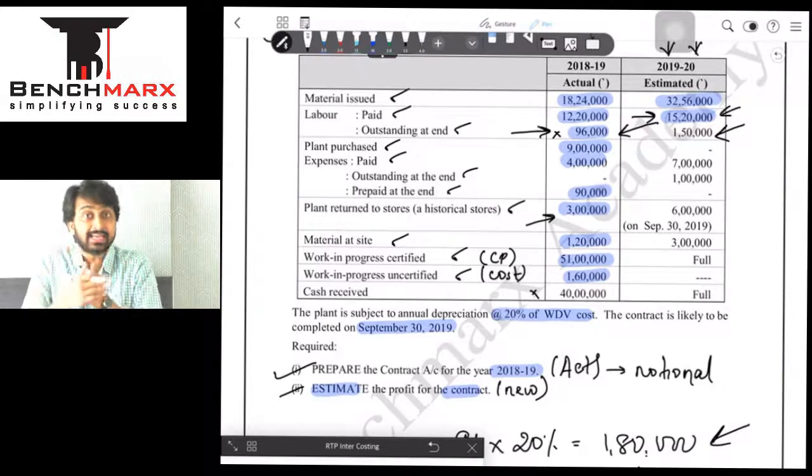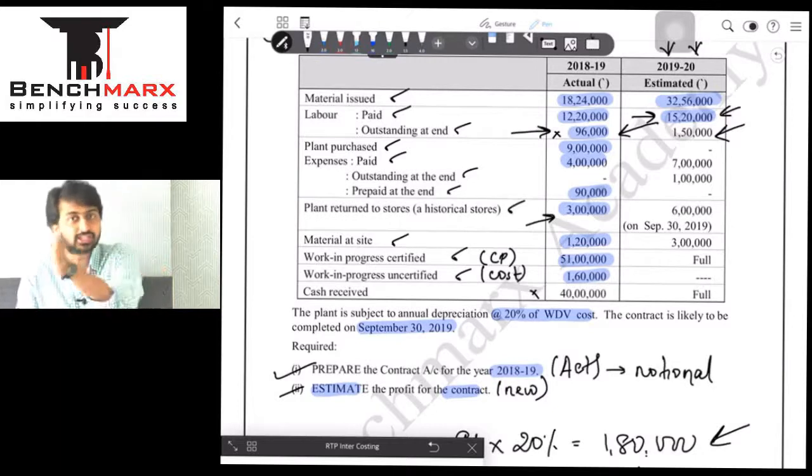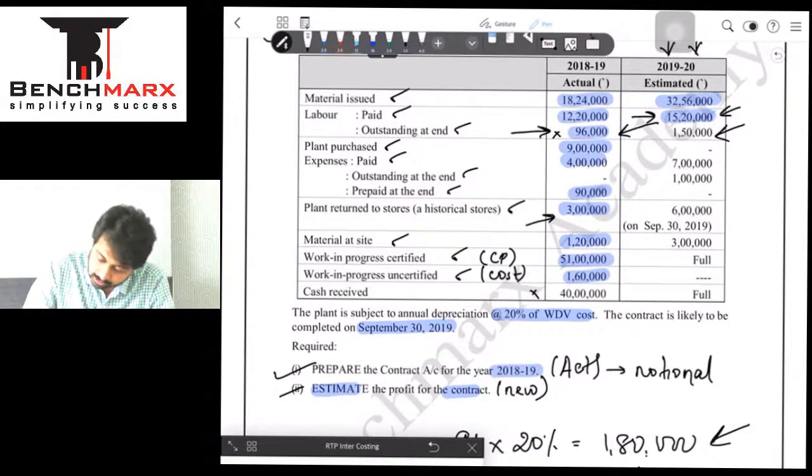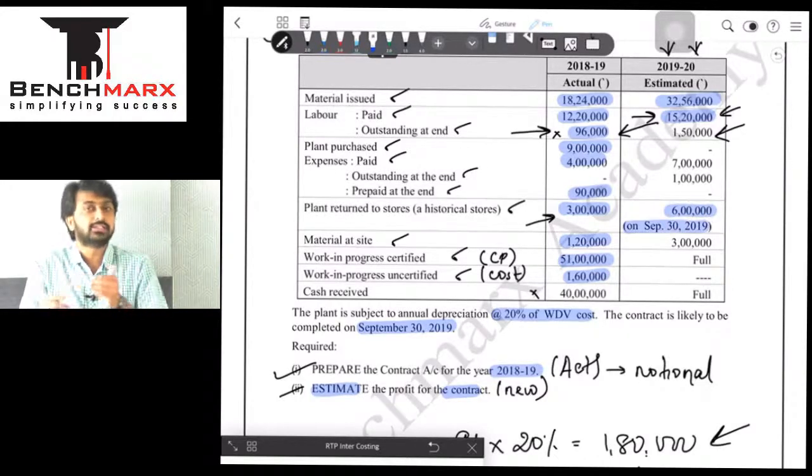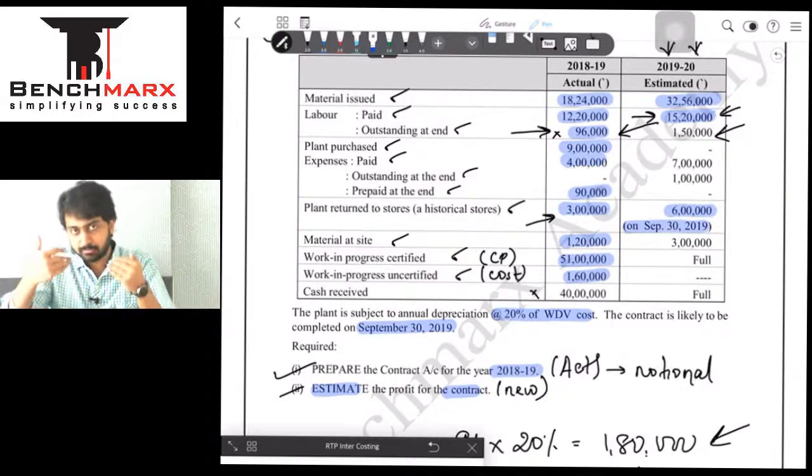तो अपन ने 9 लाख का कंटेंट पूरा यूज कर दिया है for the first year, and 3 lakh is returned, which means next year we are using only 6 lakh worth of plant at cost, बराबर. And the remaining 6 lakh is returned on the end of the period. Now 30th September is the period on which the contract is supposed to be completed.